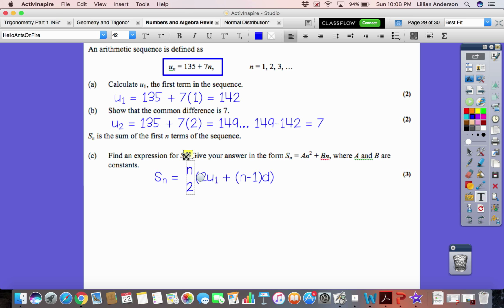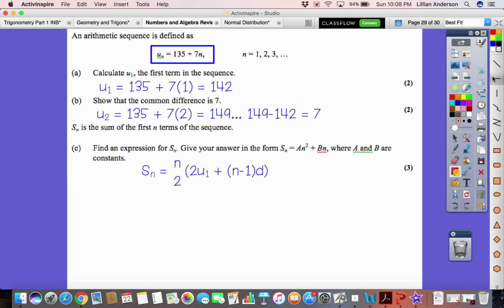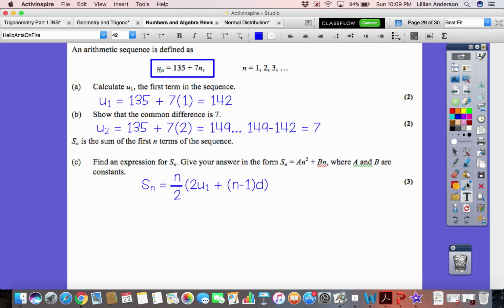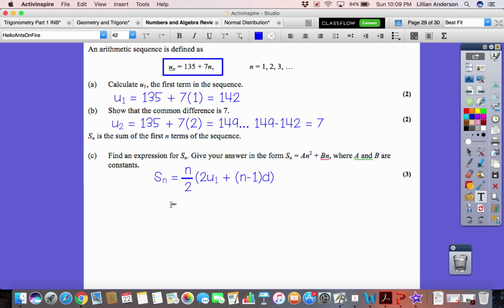Okay, and then from there, you needed to plug in, and then you needed to simplify this problem. And some of you guys did not do that. You forgot the fact altogether that this was arithmetic, and you forgot to plug in. Okay, so you still would have had your n over 2. You would have plugged in the fact that, hey, the first term is 142, your answer to part A, plus n minus 1 times your common difference, which we already know was 7. Okay, and then from there, you actually had to show the algebraic process to get to something of the form a n squared plus bn.